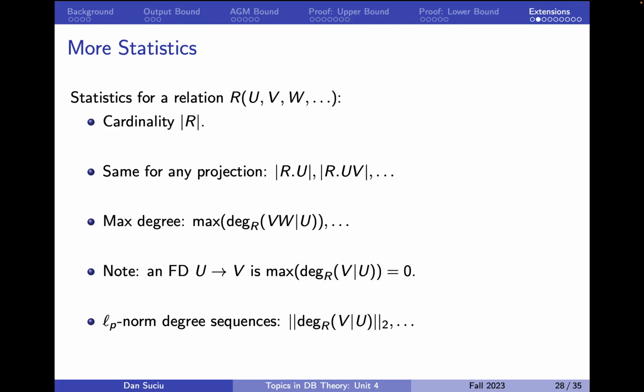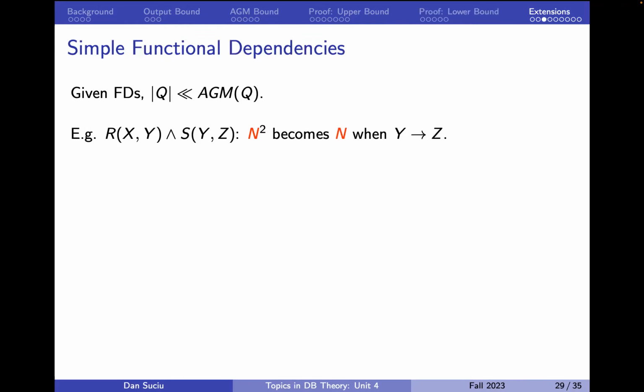You need to apply logarithm later and then it'll be 0. Yeah. And more, this is very recent work. We actually also know how to take into account when we have statistics on the LP norms of these degrees, which I find super cool, but I'm not going to talk about this. I do want to talk about functional dependencies first.